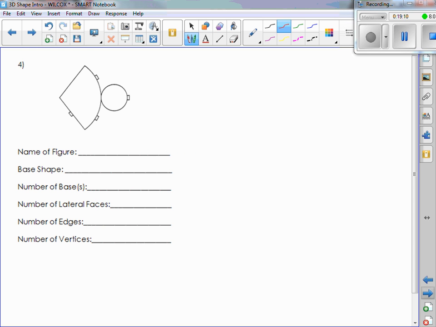Last one, number 4. Base shape, circle. Because I only have 1 circular base, what do you think the name of this 3D figure is? Good, a cone. If I were to cut this object out and fold it up, it would form to be a cone. How many lateral faces? None. Again, if I were to make this its actual cone, it would be a curved surface. So it's a non-polyhedron, making no lateral faces.